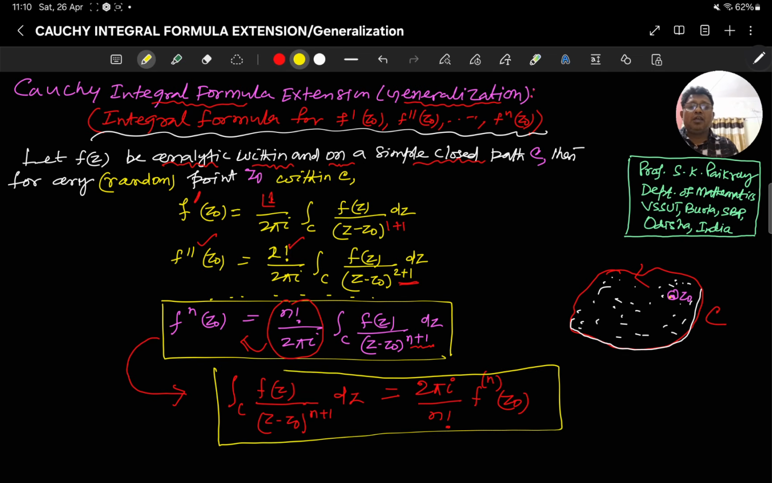So if we have a function like this, f(z) by (z minus z0), where f(z) is some analytic function, z0 is any point within the path, the denominator is z minus z0 and the power is n plus 1, then the integral is 2 pi i by factorial n times the nth derivative at z0. This will help you find the nth derivative of analytic functions.